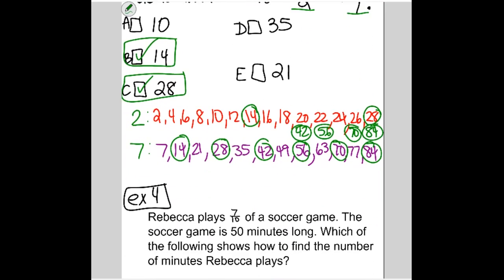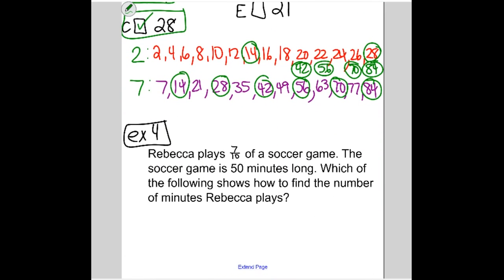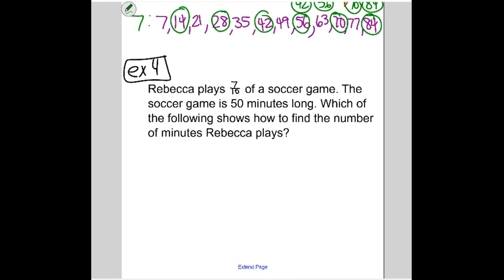All right, this one you do have to write it down. So of course, pause the video so that you can write it down. It says, Rebecca plays 7/10 of a soccer game. The soccer game is 50 minutes long. Which of the following shows how to find the number of minutes Rebecca plays?